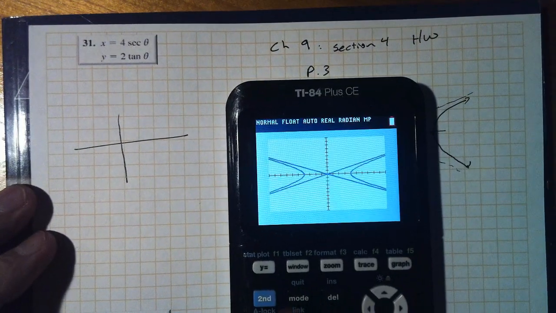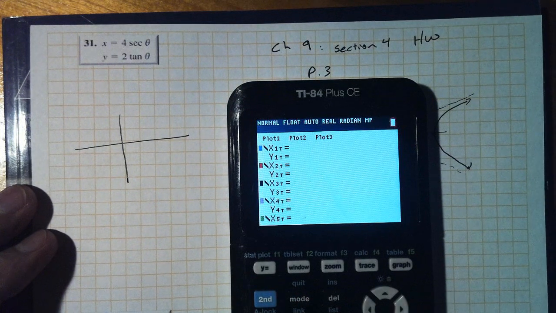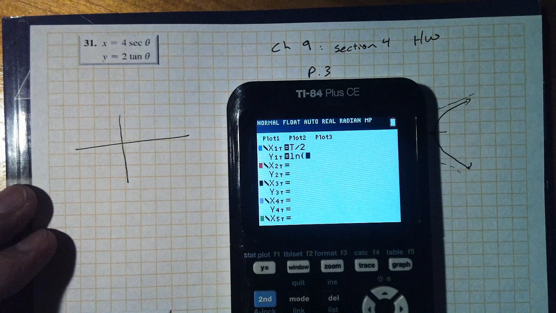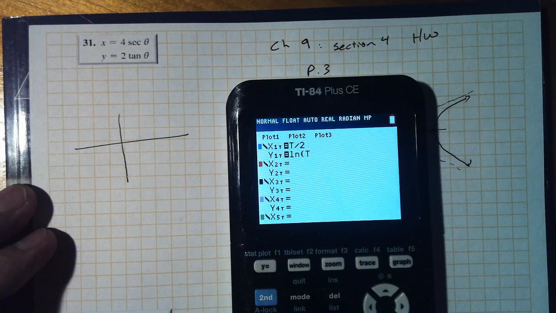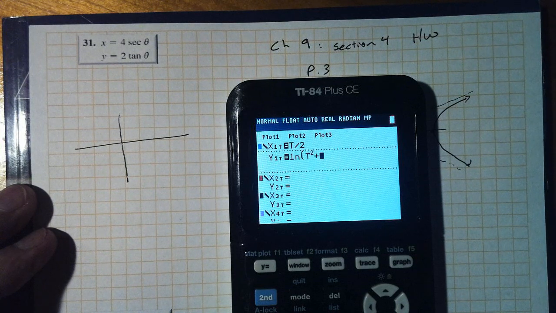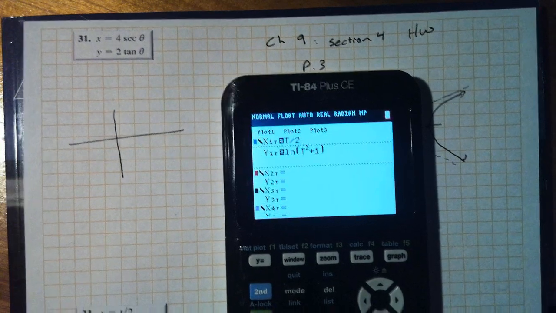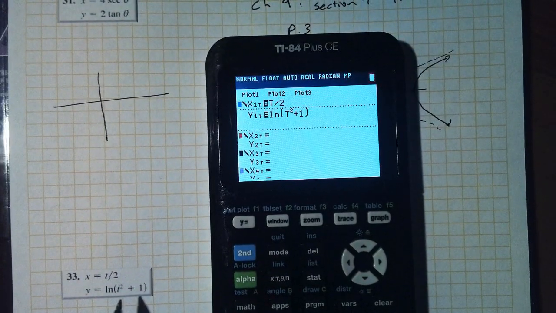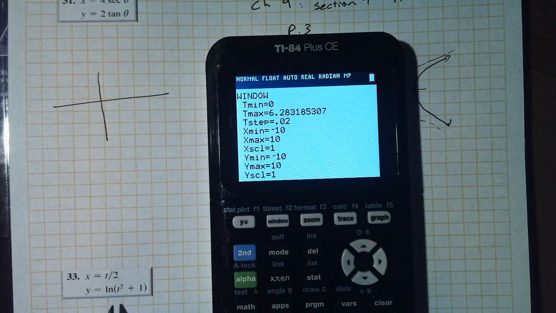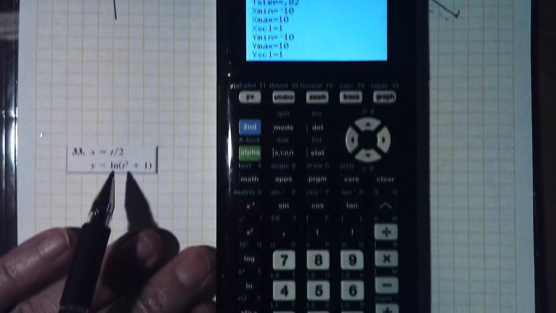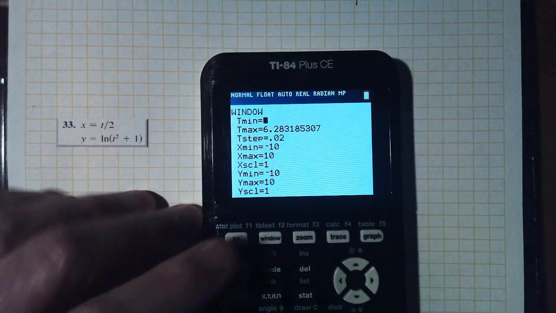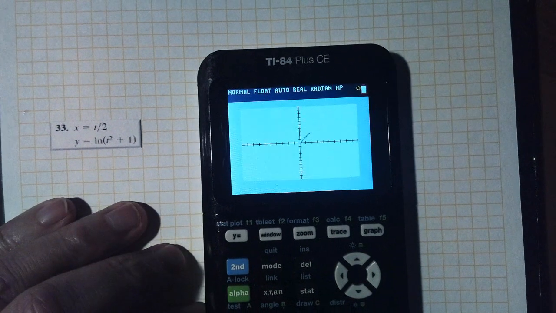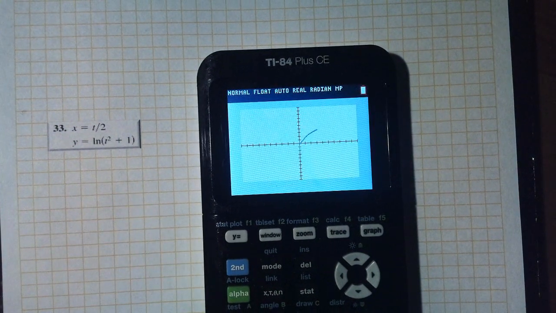So second graph, y equals, clear and clear. t divided by 2 for x, and then ln, boy, I wouldn't want to do this problem without my calculator, t squared plus 1. And I'm going to go zoom standard on this one. That's just our -10 to 10. We're not using 2 pi. The 2 pi really makes no sense to use as a boundary in this problem. This is not angle measures or anything, so I'm just going to go zoom 6, zoom standard, and see what we've got here. And we just have this itty bitty little bit of a curve here.